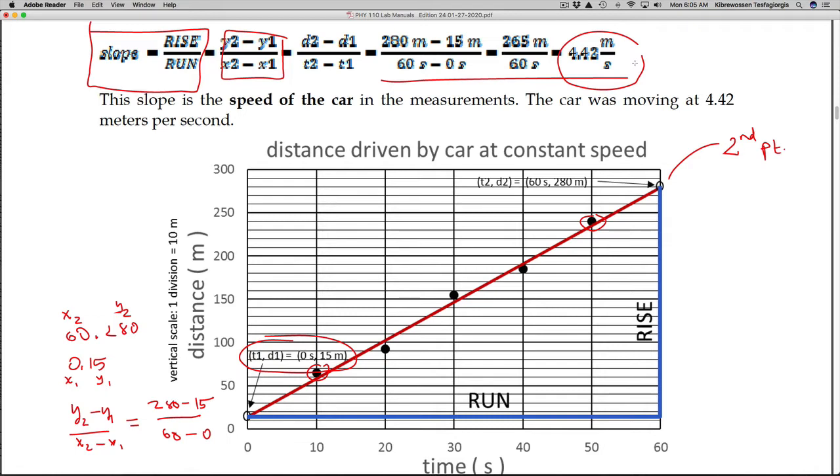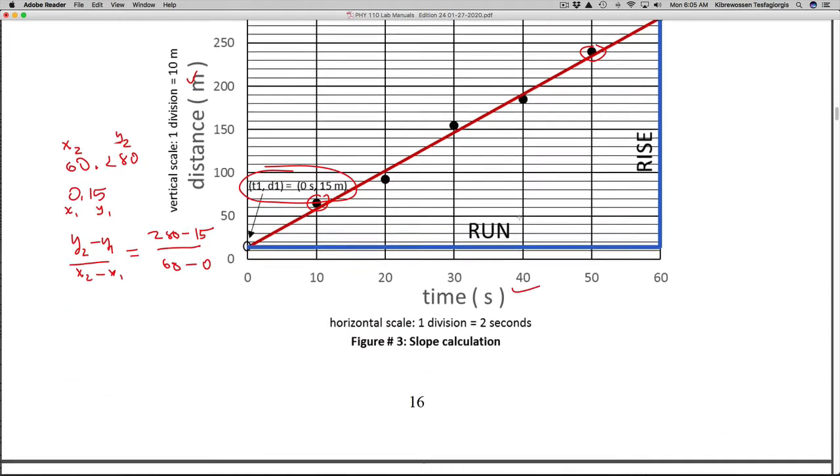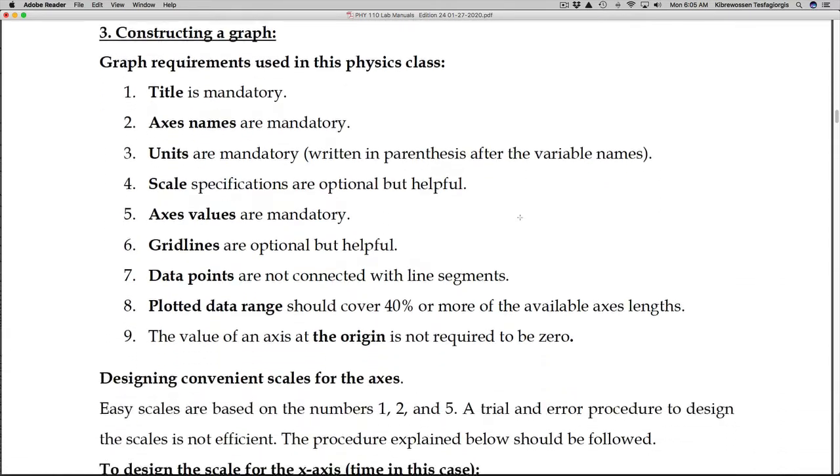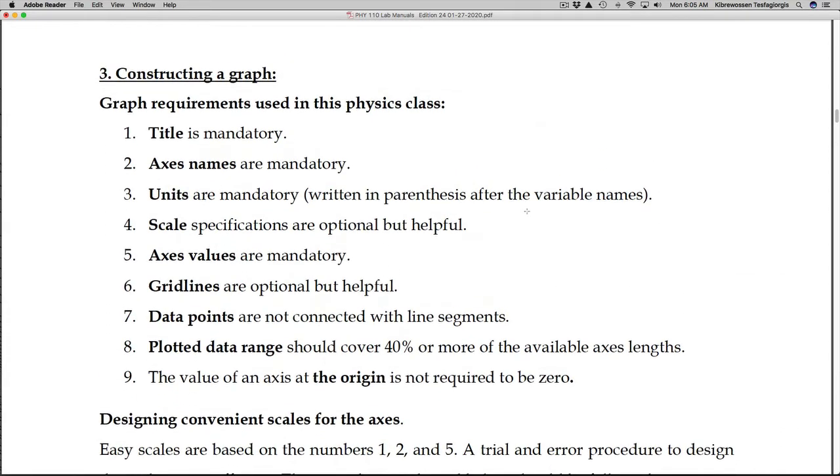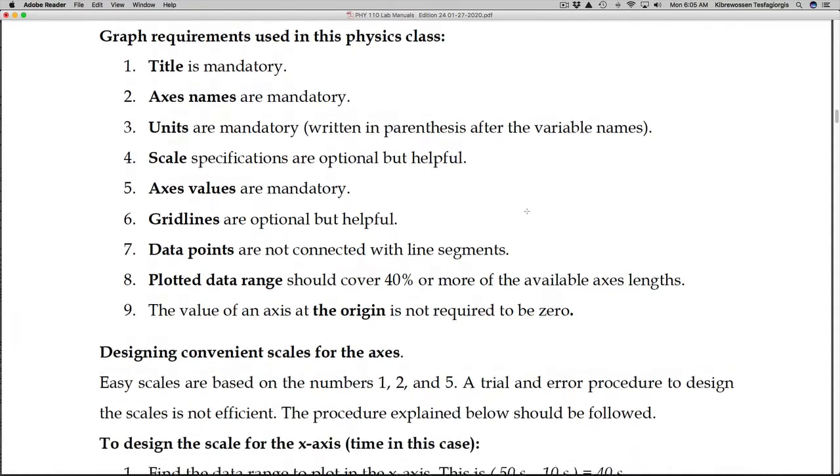Always remember, your slope calculation also needs to include units. Your rise values are represented in meters, and your run values are represented in seconds. So therefore your slope will have the combination of the two units, like meters per second. Okay, the third item is how you can construct a graph.